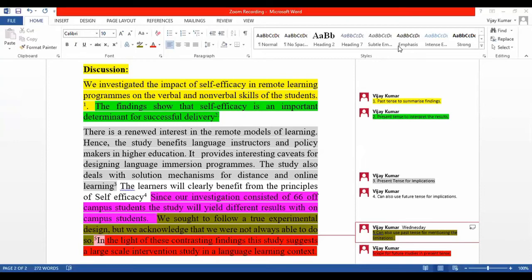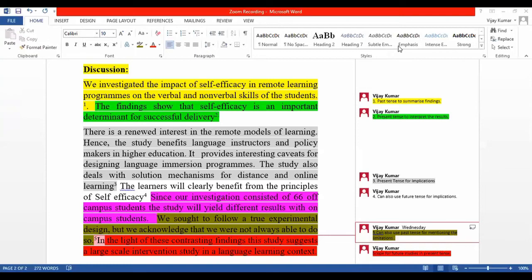Let's move on to implications of the study. Whenever you talk about the implications of the study, it is advisable to use the present tense. Look at the sentences highlighted in gray. There is a renewed interest in the remote models of learning. The study benefits language instructors and policymakers. It provides interesting caveats for designing language immersion programs. It deals with. So you will be using present tense whenever you talk about implications.